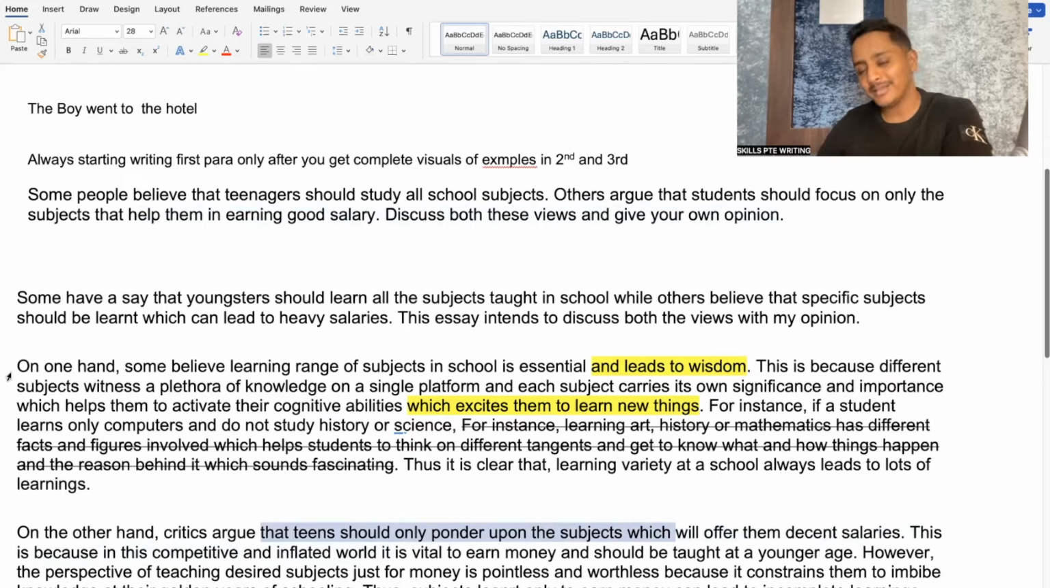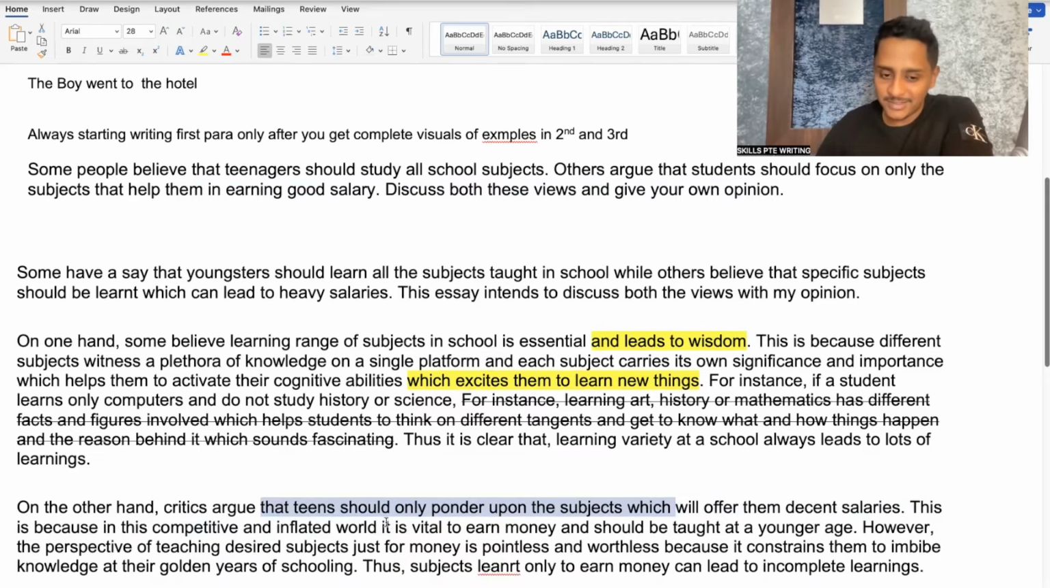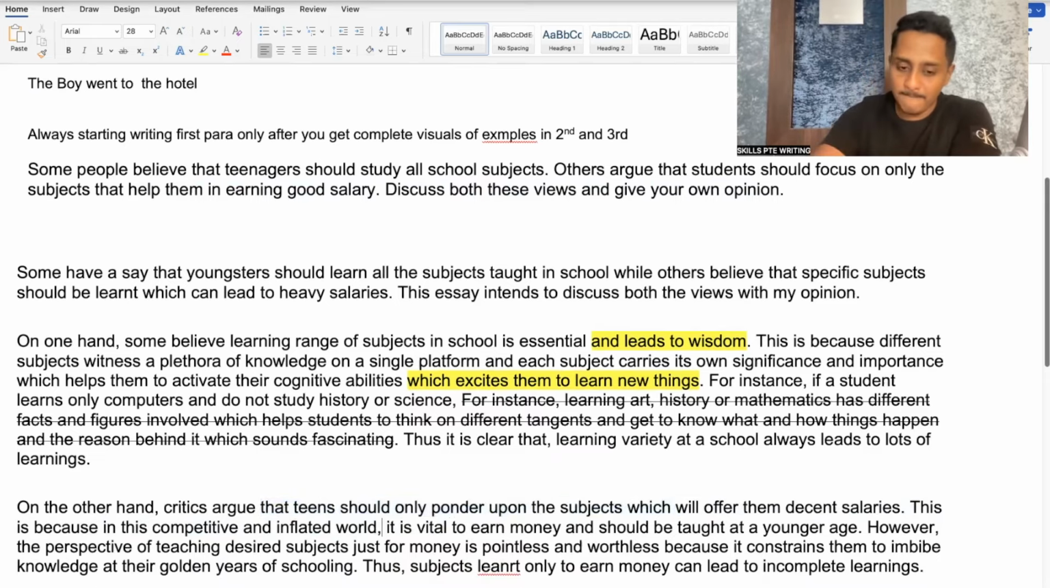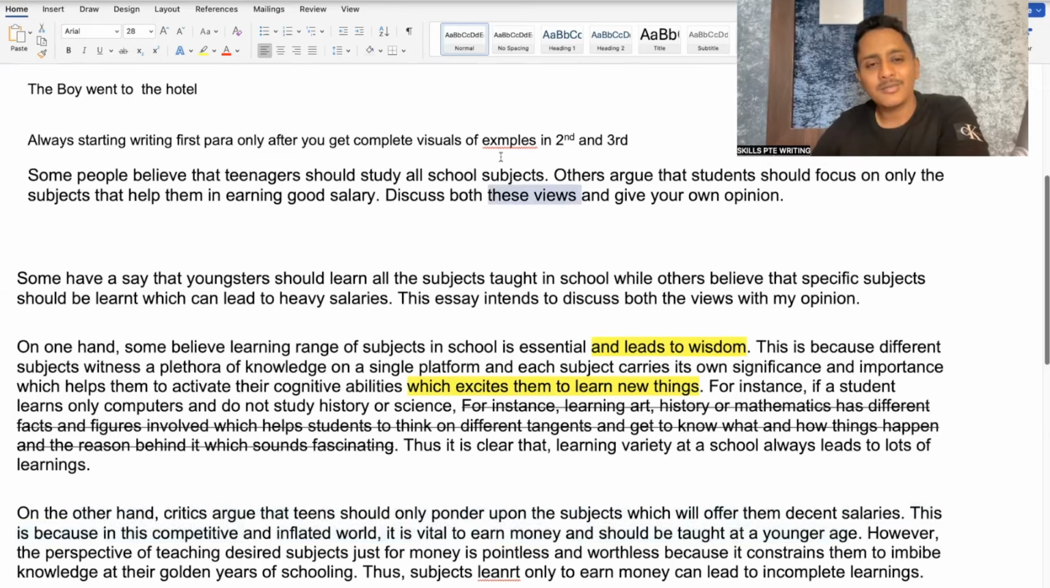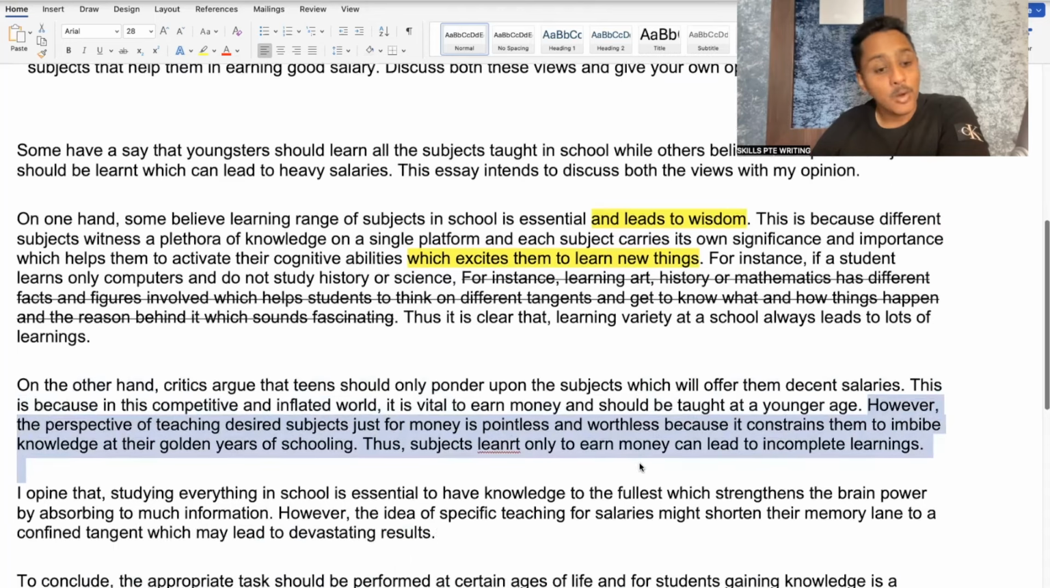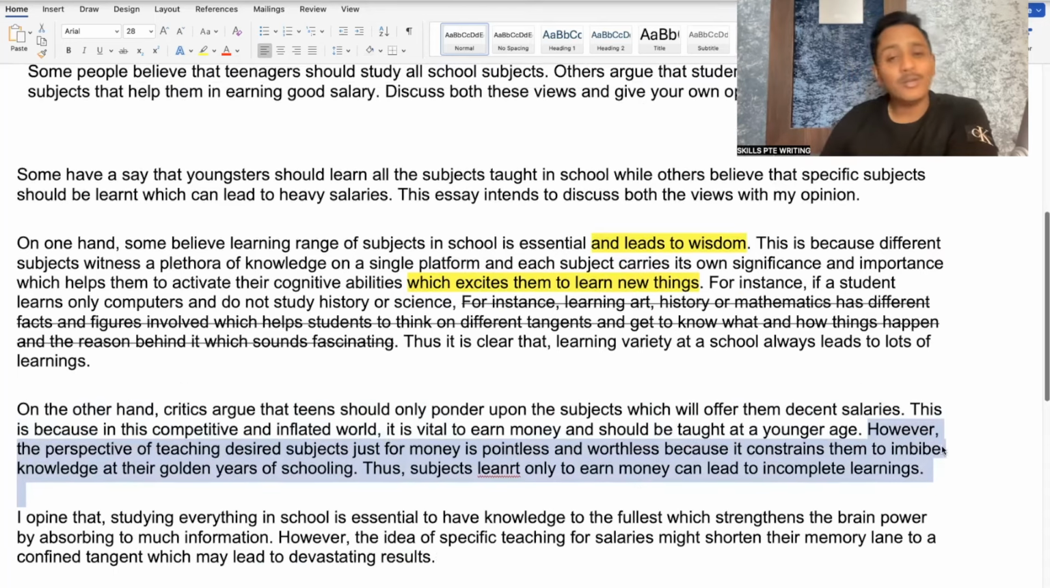Try to write your main idea in the first line. This is because in this competitive and inflated world, it is vital to earn money and should be taught at a younger age. However, that's it. This paragraph is done now. No, you explain the second view. No, you're already turning towards your opinion. Is that right? Opinion you've written separately. Okay. Then why did you write however?